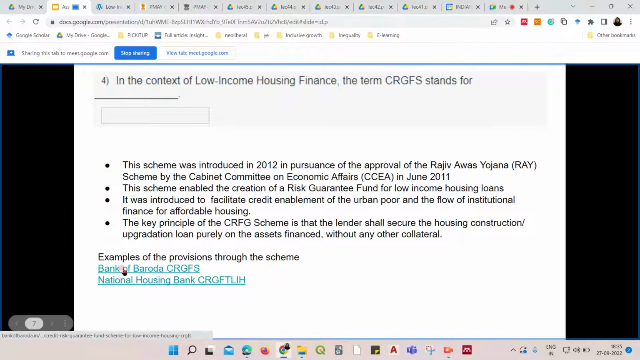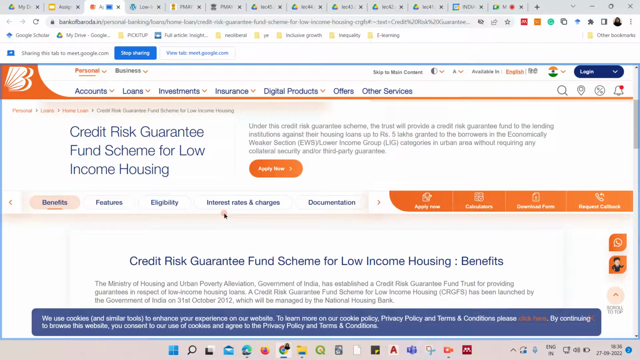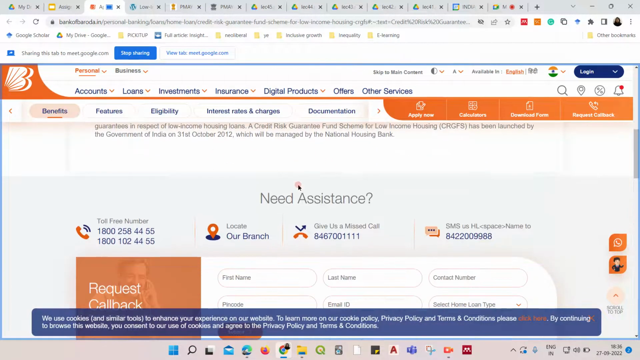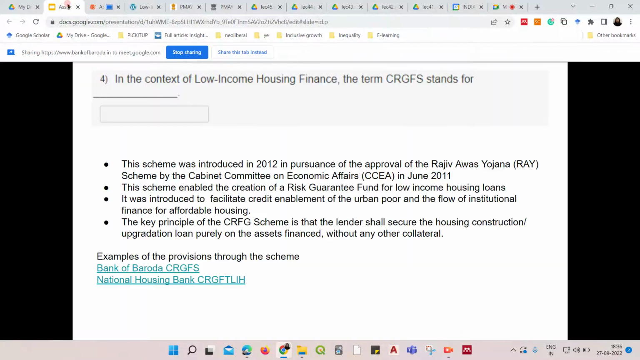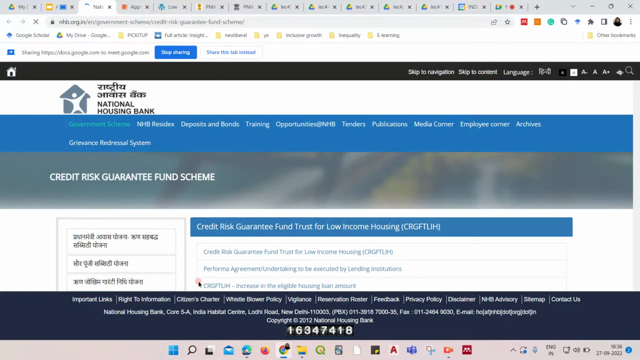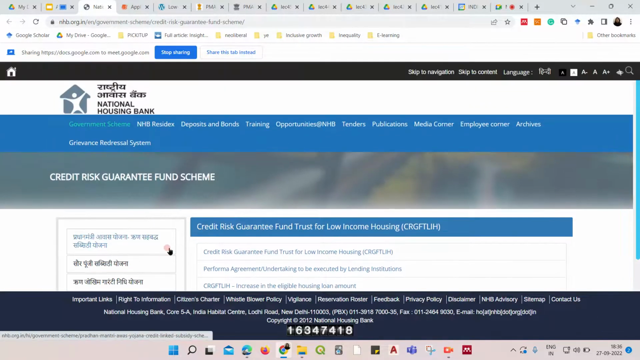So I've also given websites of two banks here. You can visit these websites and see details of the scheme. So you can see details of the scheme here, and you can get a little more idea on what these schemes are. So first is the scheme details for Bank of Baroda, and then this is the scheme details for the National Housing Bank.